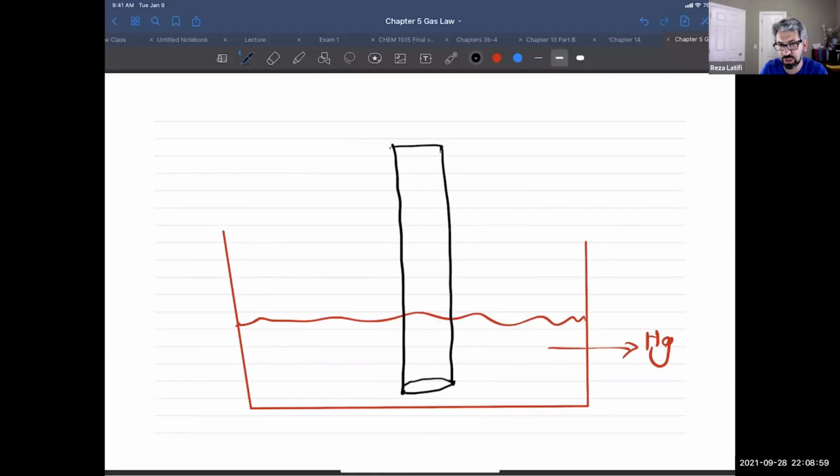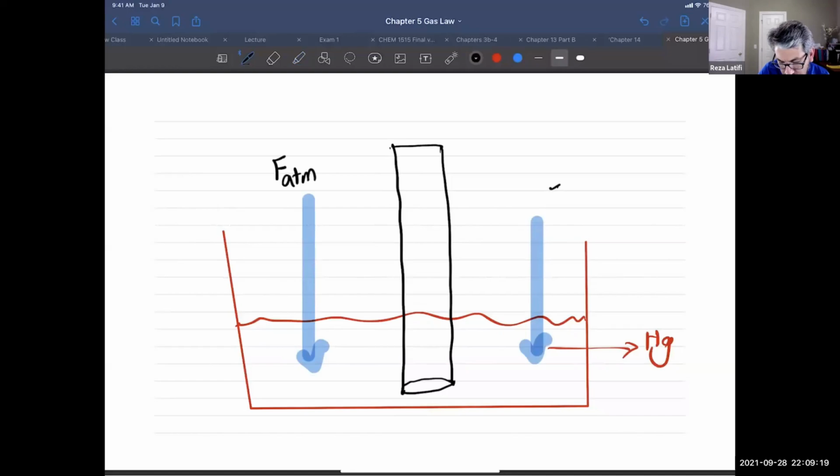The tube is sealed from the top. Right now, it's completely empty. Now, the atmosphere will push the mercury from each side. So we say this is the force of the atmosphere. And as an effect of that force, the mercury will start to move up.